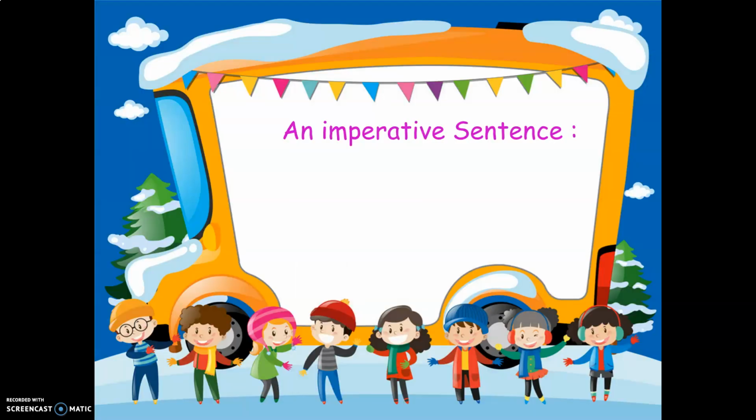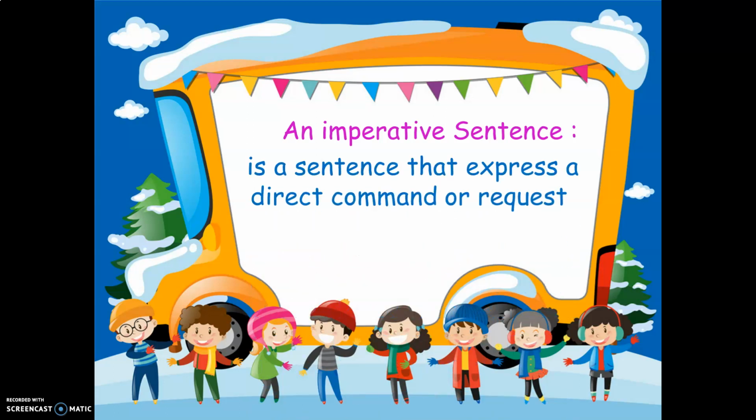Okay? So, first of all, I will start with an imperative sentence. What do I mean by an imperative sentence? I mean, girls, a sentence that expresses a direct command or request. So, an imperative sentence is a sentence that expresses a direct command or request. اللي هو جملة الأمر. Okay?